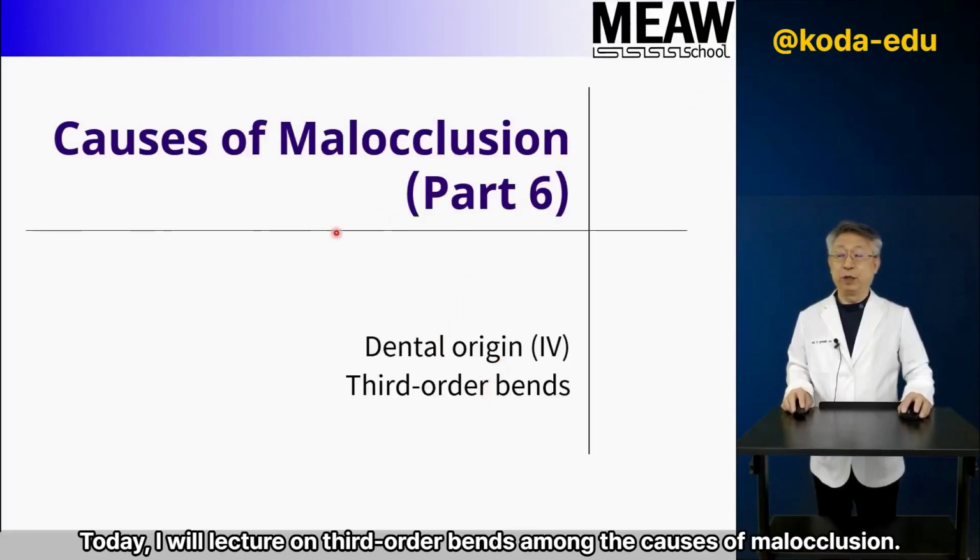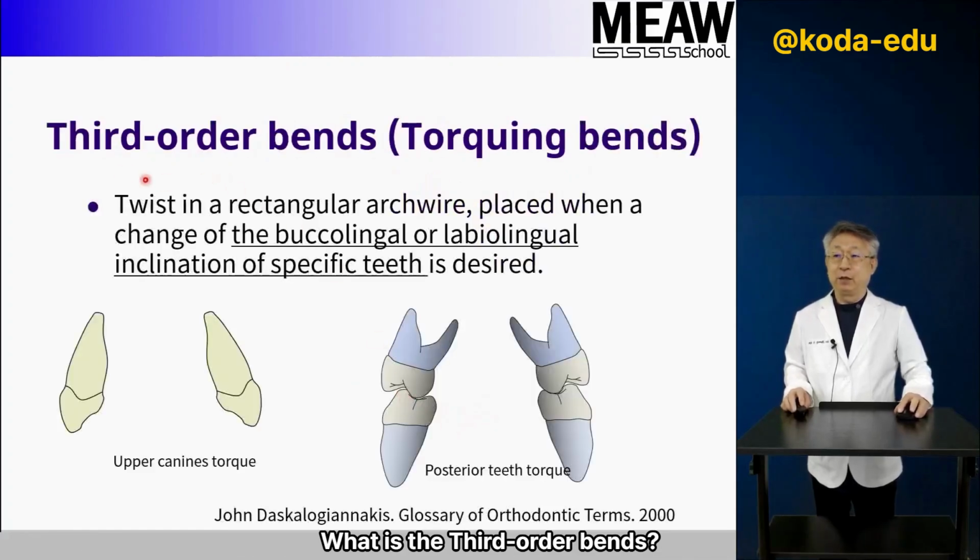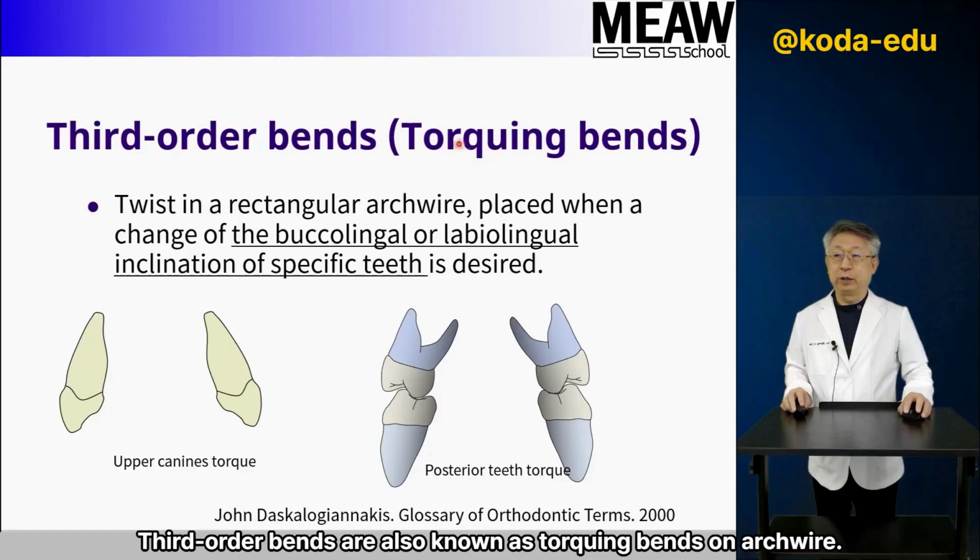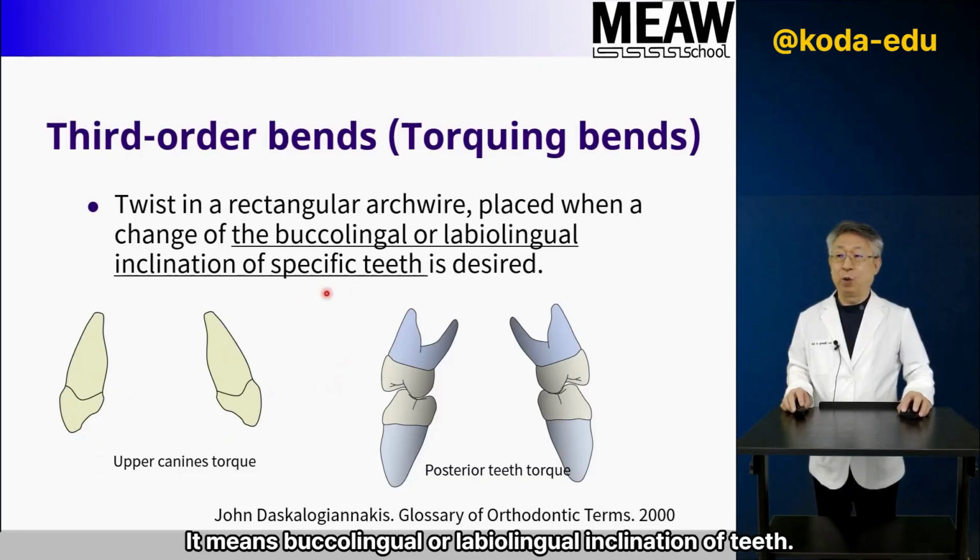Today, I will lecture on third-order bends among the causes of malocclusion. What are third-order bends? Third-order bends are also known as torquing bends on archwire. It means buccolingual or labiolingual inclination of teeth.